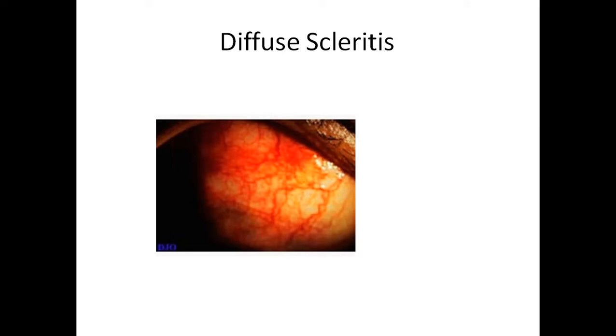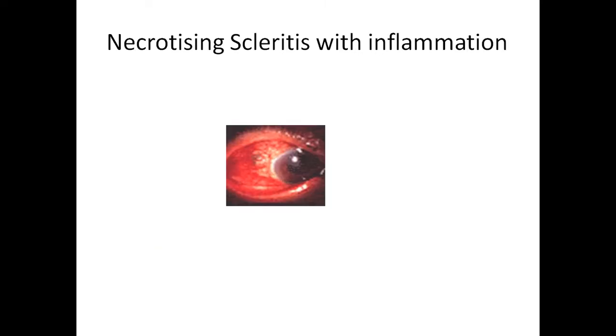In diffuse scleritis, the sclera will be diffusely involved, no nodule will be seen. But if you examine the cornea, you will see the tongue-shaped opacity in the cornea. Here you can see a typical necrotizing scleritis with inflammation. Whenever there is scleritis, as I told you, you will see the tongue-shaped opacity in the cornea. Here you can see the sclerotic nodule on the temporal side, and if you carefully see the cornea, you are seeing the tongue-shaped opacity in the cornea.